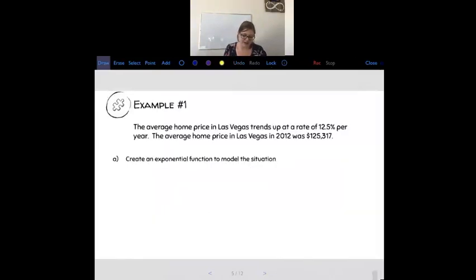Example 1, the average home price in Las Vegas trends up at a rate of 12.5% per year. The average home price in Las Vegas in 2012 was $125,317. Create an exponential function to model this situation. In this case, we're going to use our starting value of t equals 0 as 2012. Our rate is 12.5%, which as a decimal is 0.125. It's trending up, it's growing, so it's going to be positive.